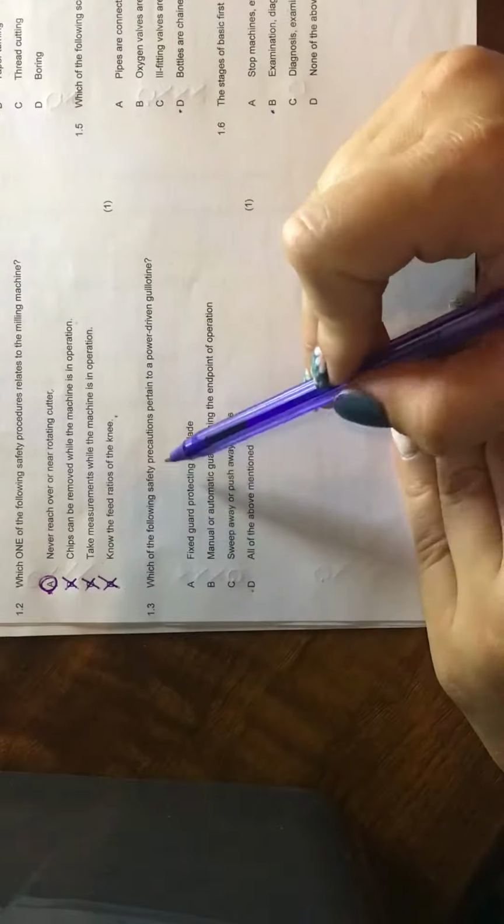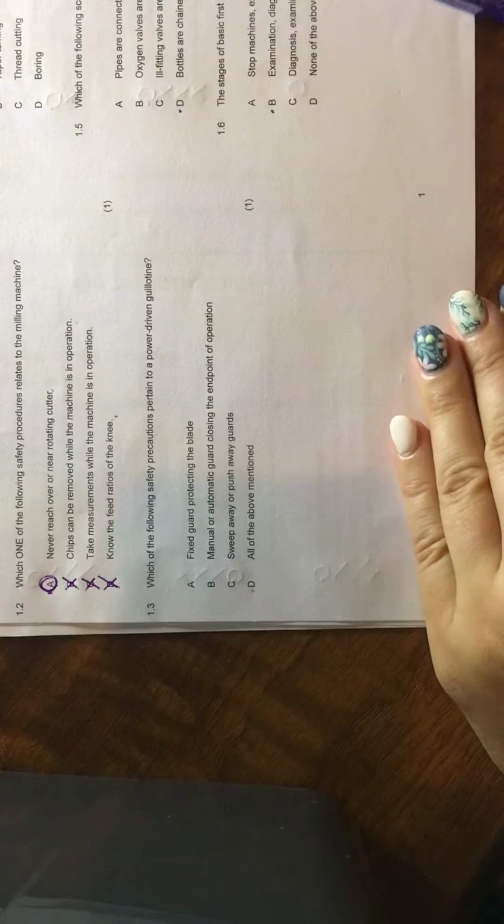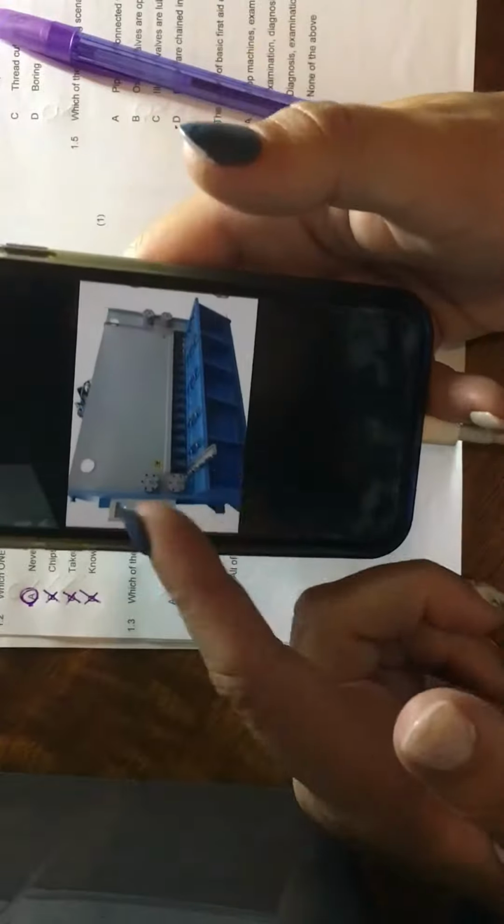1.3, which of the following safety precautions pertain to a power-driven guillotine? So this is a power-driven guillotine. Remember, it works with electricity and a machine that runs it. It's not you that's operating the machine in terms of using your hands or your feet. So there's a lot of different safety shields and guards on this machine.